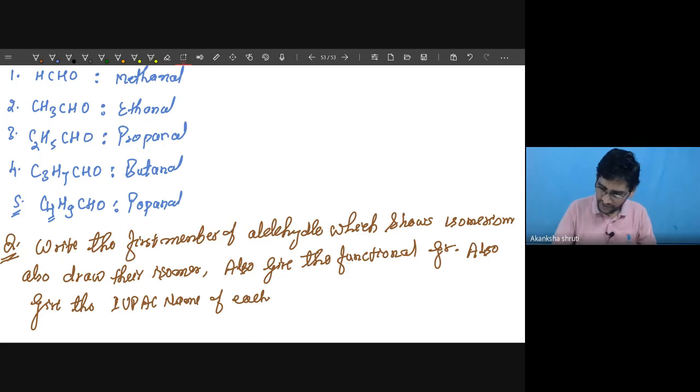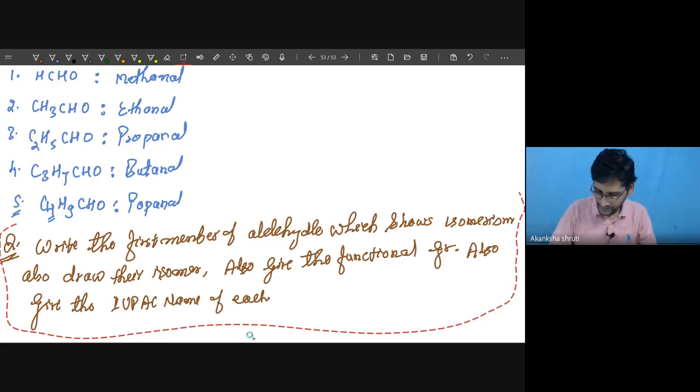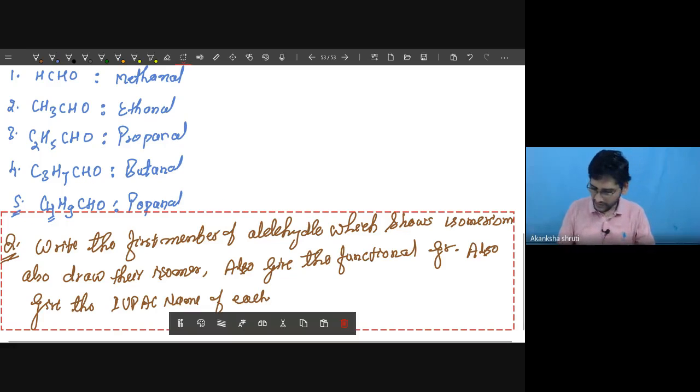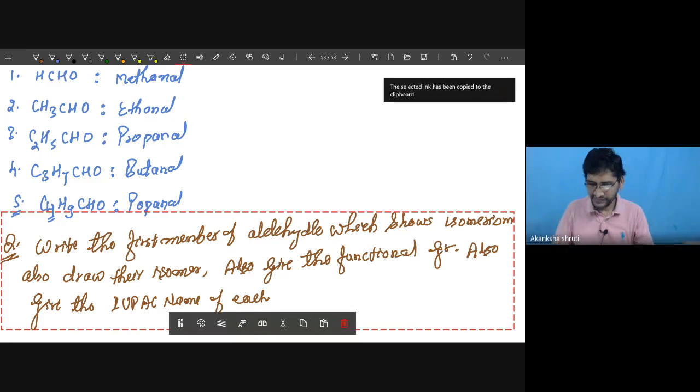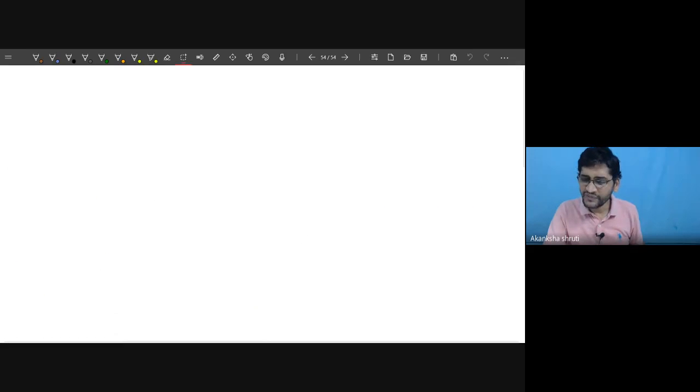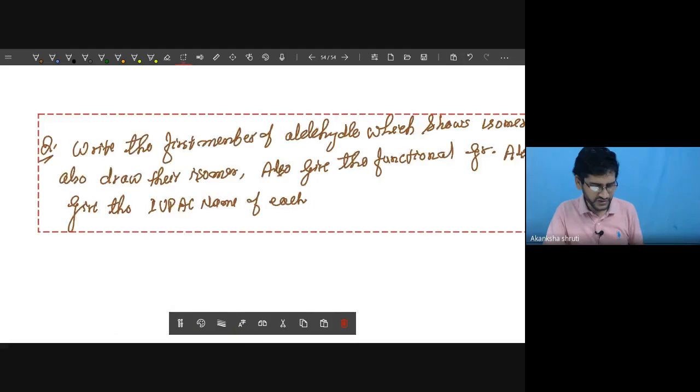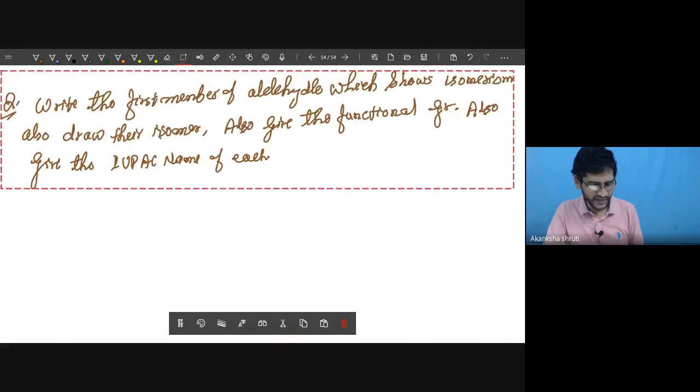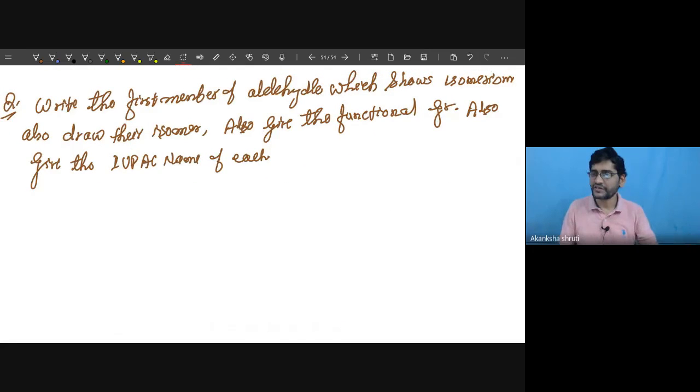Can any student tell me all of this? The smallest or the simplest aldehyde member which can exhibit isomerism. Try to think how the isomerisms are possible.